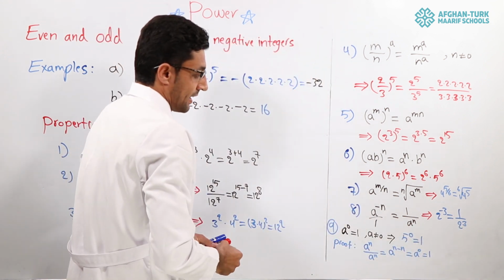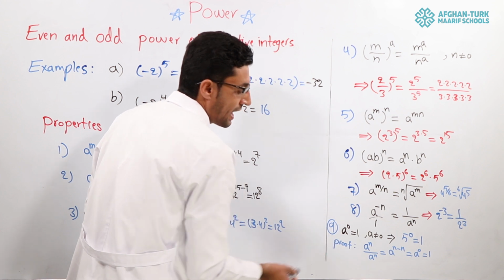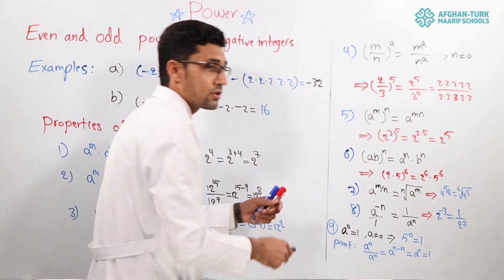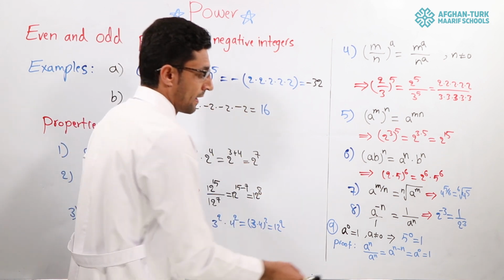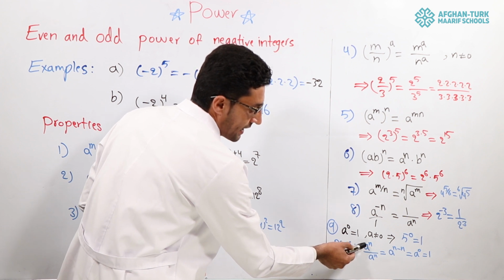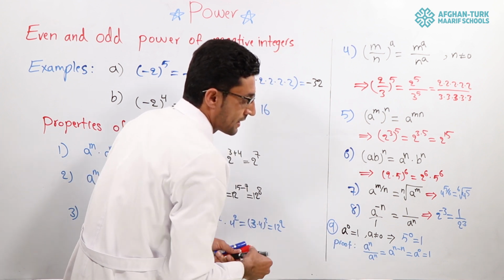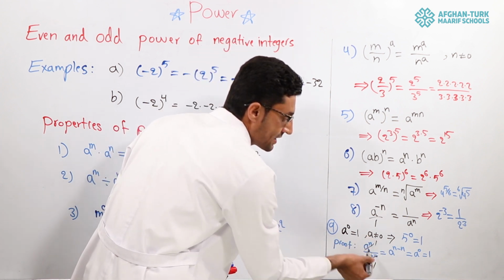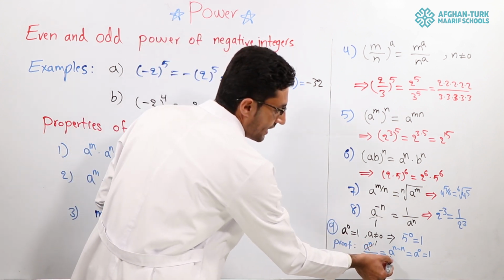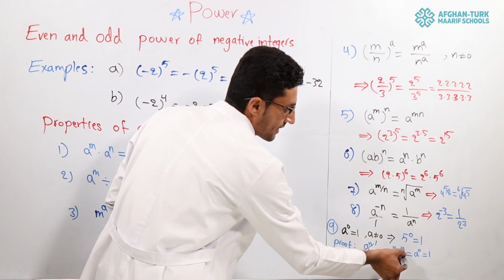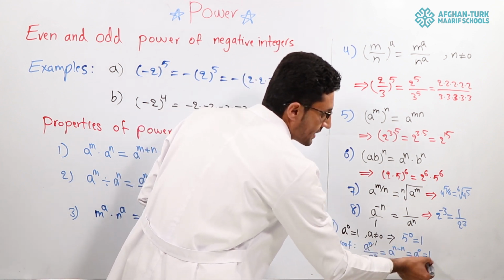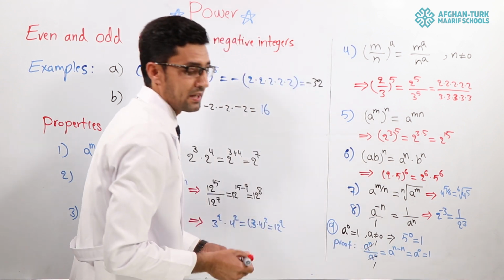Example. And the last one, if we have any number to the power of 0, except 0. 0 to the power of 0 is not clear. The answer is 1. And this is a proof of that. A to the power of n over a to the power of n. You can cancel, and the answer is 1. Or you can use the rules. A to the power of n minus n. What does n minus n mean? 0. And a to the power of 0 is 1 because I simplify.